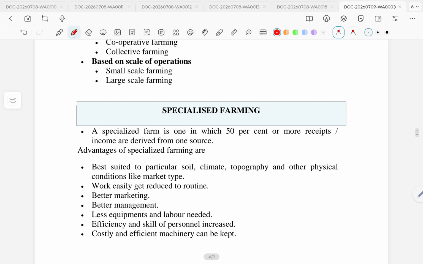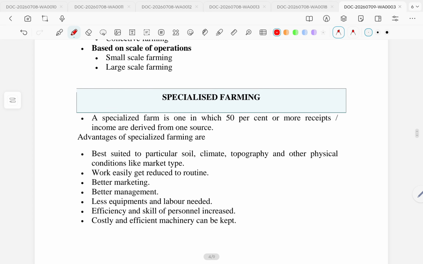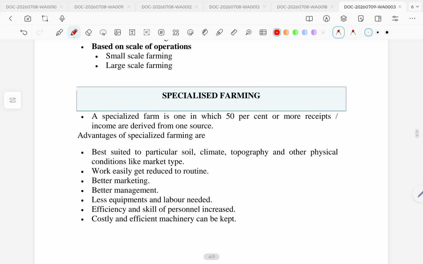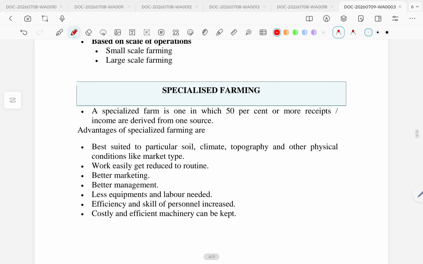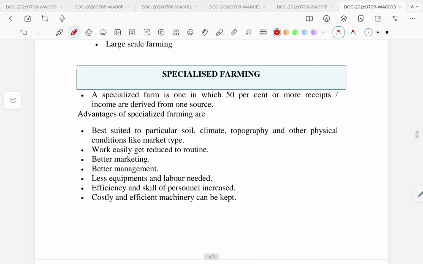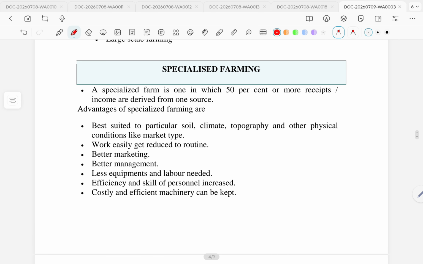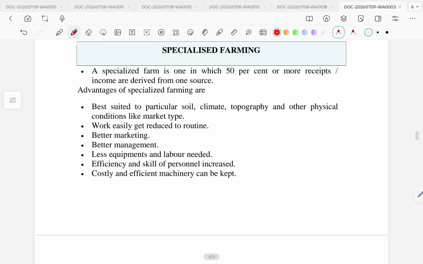Specialized farming. A specialized farm is one in which 50% or more of the receipts or income are derived from one source. Advantages of specialized farming: best suited to particular soil, climate, topography, and other physical conditions like market type.